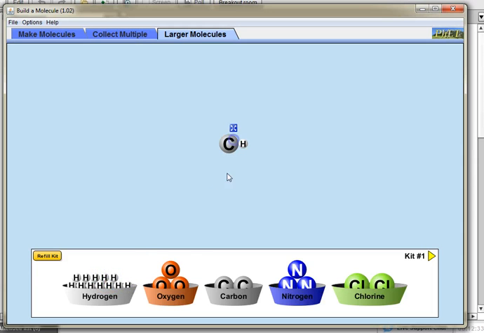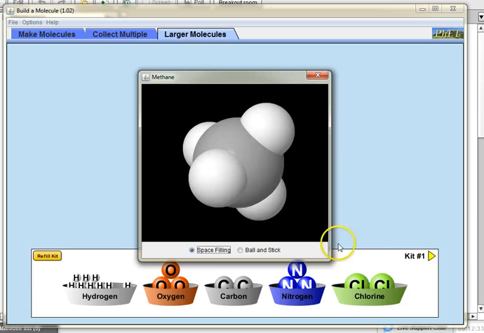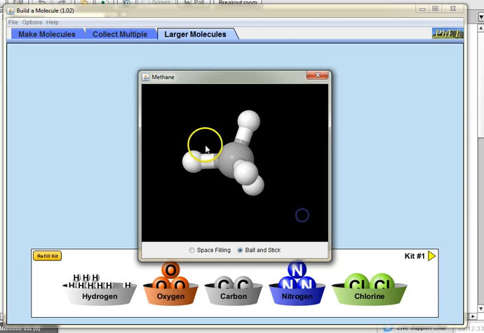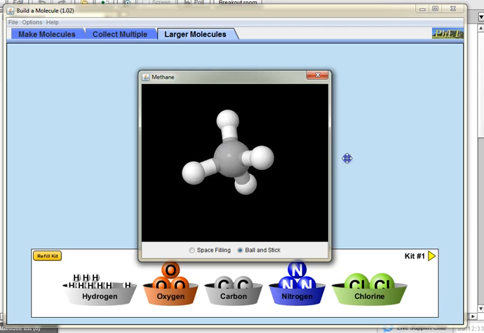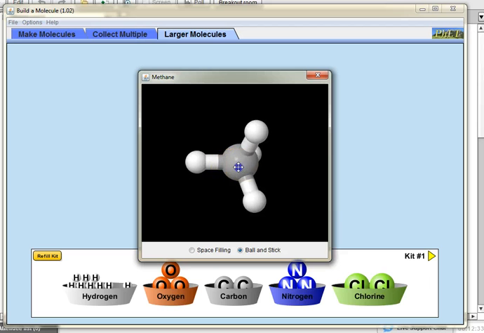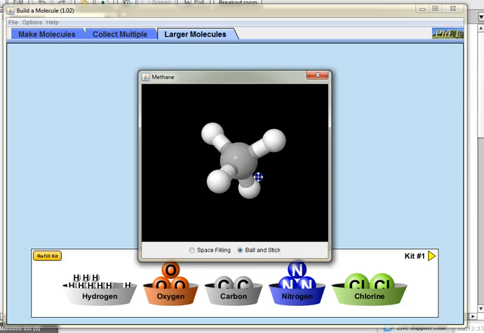You have a carbon, just bring 4 hydrogens. And you can click on it and you can see how it looks like. That's a methane molecule. It's a ball and stick model. You can see that the carbon is in the center and the 4 hydrogens are equal distance from each other. This is needed to get the lowest energy form.